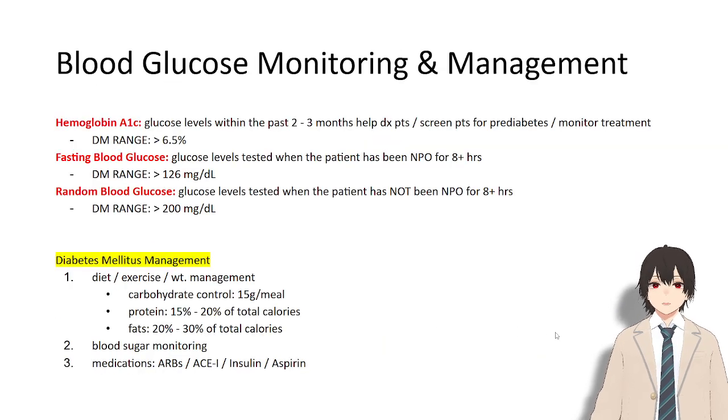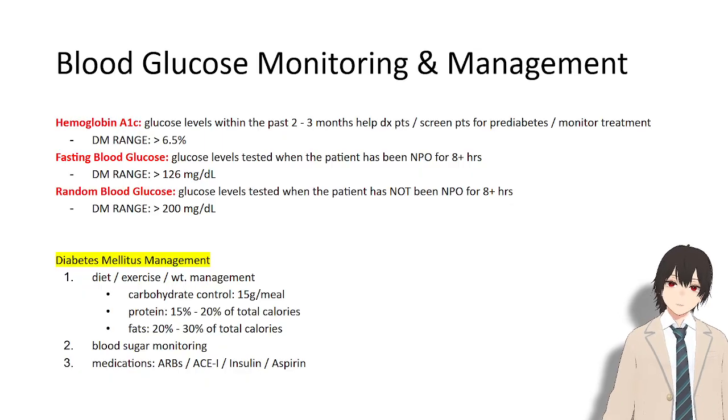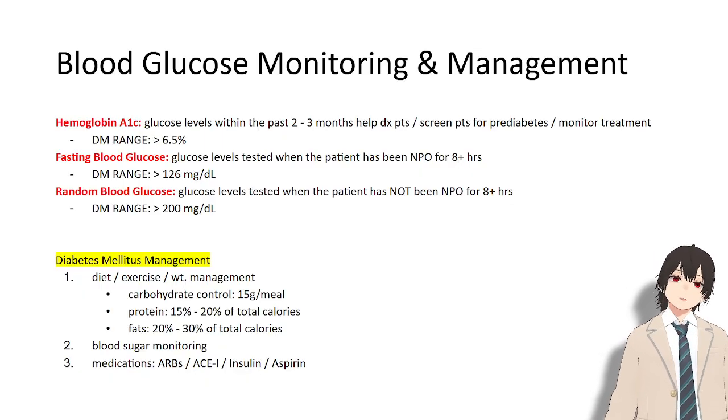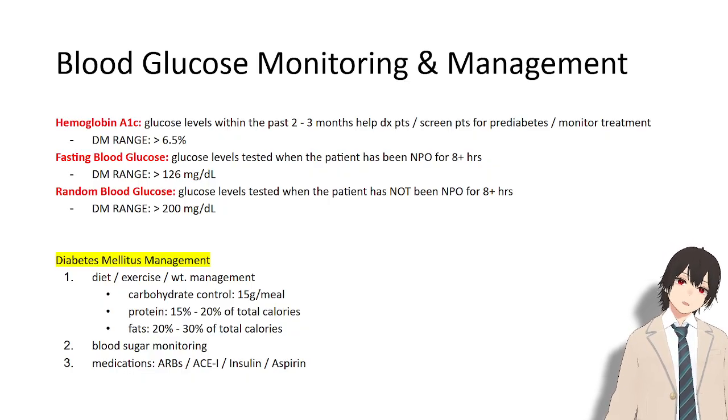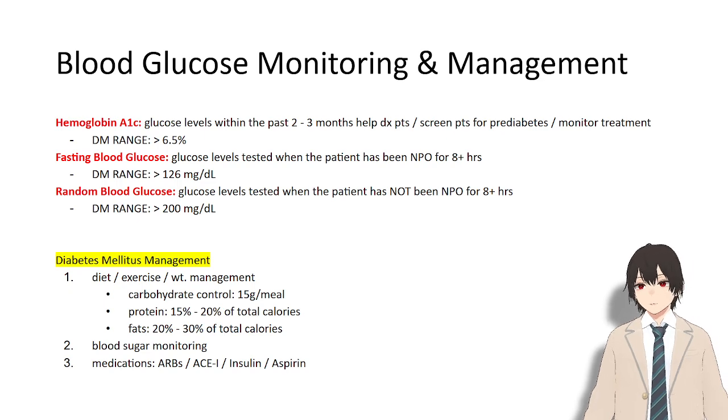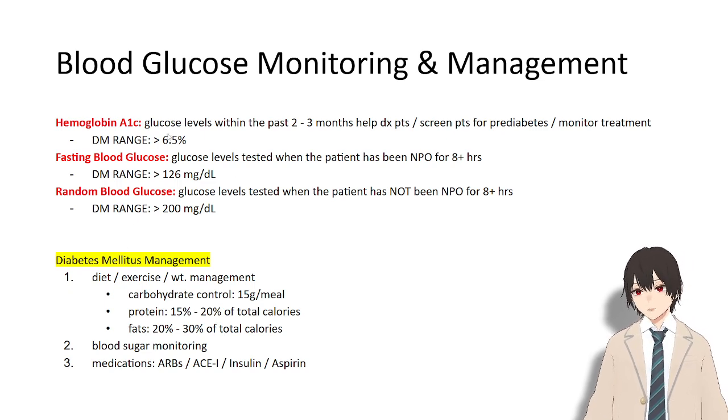Now, how to monitor and manage their blood glucose, right? The most reliable check is the hemoglobin A1C, because it covers a span of their blood sugar levels within 2 to 3 months, right? So it gives you a better clinical picture of how well the patient is doing through an extended period of time. The fasting blood glucose test is when the patient has been NPO for 8 hours plus, and the random is when they're not just NPO for 8 hours. So as you can see, they have different values.